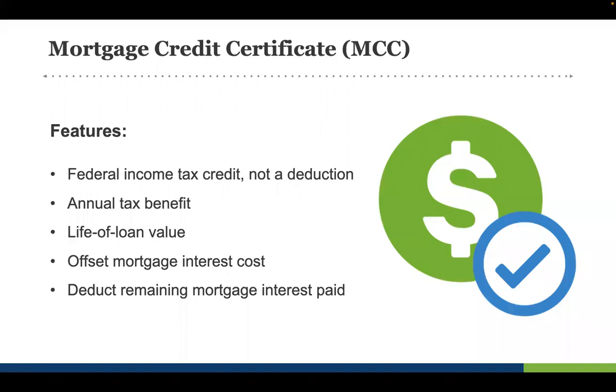So you get a mortgage, you have it for 10 years before you refinance. That mortgage credit certificate is good every year for the life of that loan, every time you file your federal income tax return. So it's an annual tax benefit designed to offset the cost of mortgage interest by offering a tax credit in return. And you can still deduct the remaining mortgage interest as you would through the standard mortgage interest deduction.